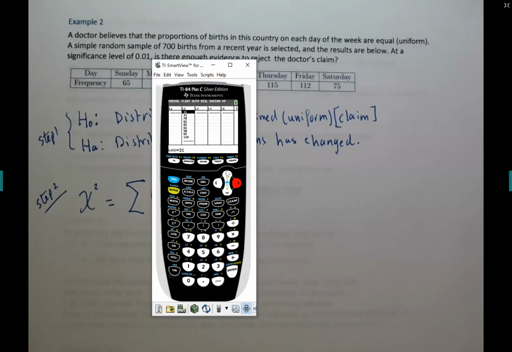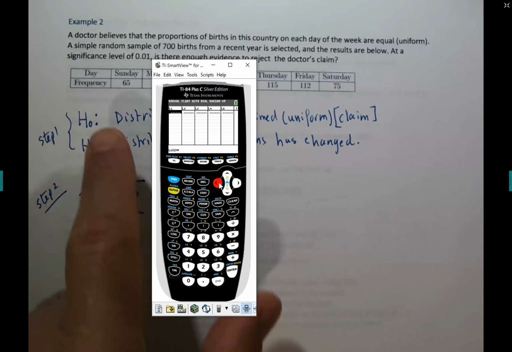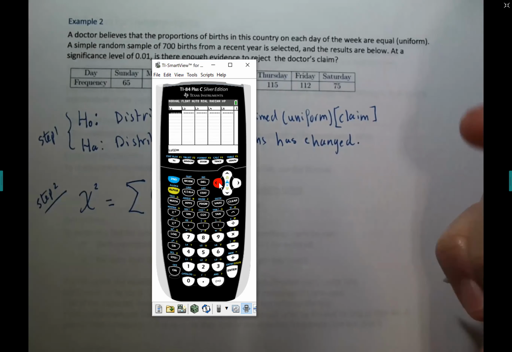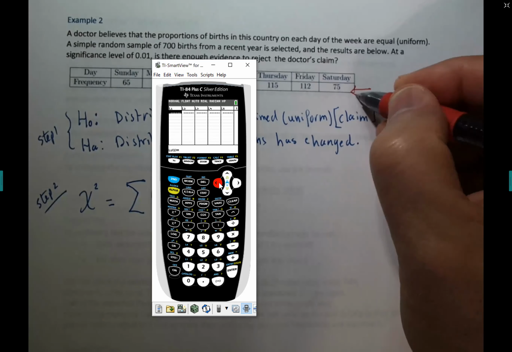Do you guys see the calculator as well that I'm projecting? Yes. So you're saying L1 would be like the frequency? Yes, the frequencies. These are called the observed values. Always those numbers that he gives you will go to L1. You have to do some work for L2. You have to find the expected. So these are the observed.